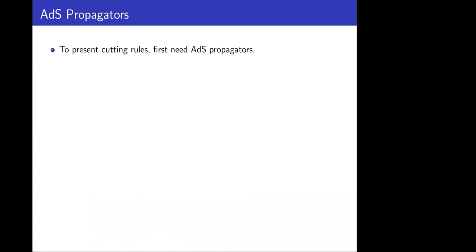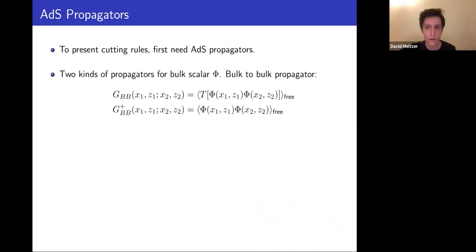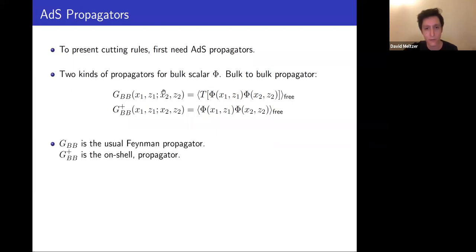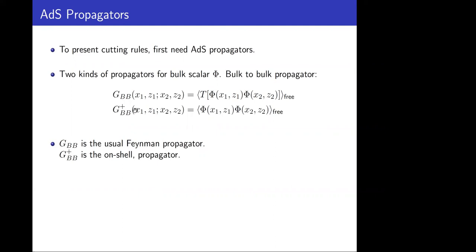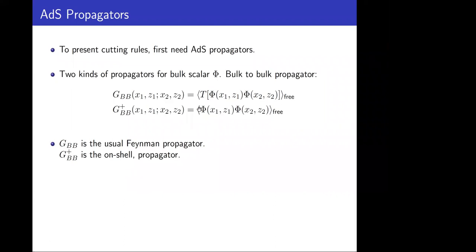In a few slides, I'll give their explicit form, but here I just want to use a definition. In AdS, we have two kinds of propagators for our bulk scalar phi. The first are the bulk to bulk propagators. I have my usual Feynman propagator, which is equal to a time-ordered 2-point function in free field theory. And I have this on-shell propagator, which is equal to a Wightman 2-point function. This is the same definition as in flat space, where a cut propagator is just a Wightman 2-point function.